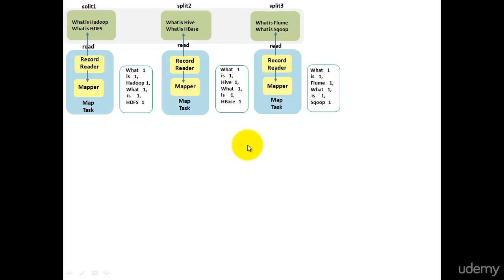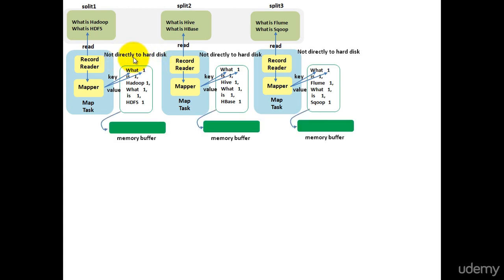Let's get back to the word count example. Here we saw that the map function in each map task generates word as the key and numerical 1 as the value. These key value records emitted by the map function are not directly written to the disk. Instead, it is first written to the memory buffer of the map task.